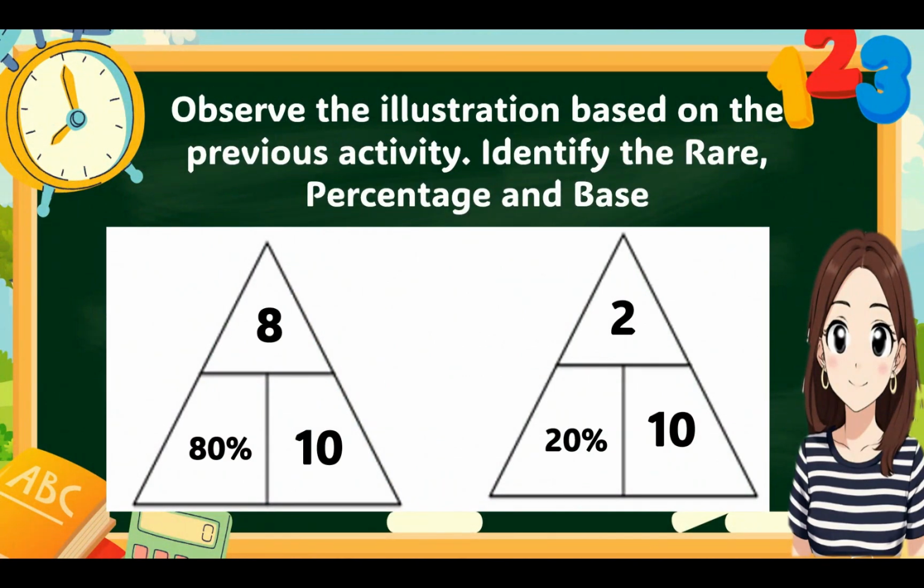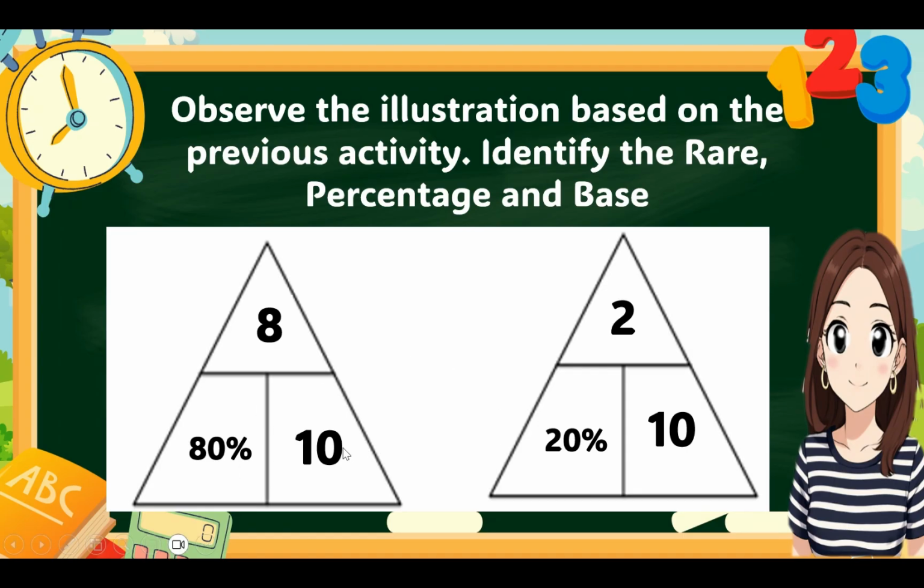Observe the illustration based on the previous activity. Identify the rate, percentage, and base. Now we have 8 over 10, and that's 80%. 2 over 10, and that's 20%. So 10 refers to the whole amount or number of clips.